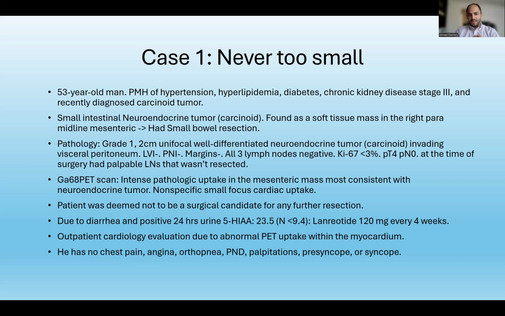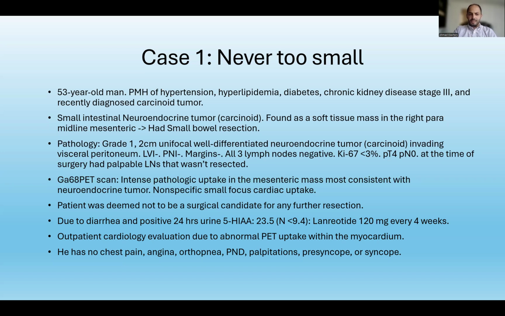A 53-year-old man with past medical history of hypertension, hyperlipidemia, diabetes, CKD stage 3, and recently diagnosed carcinoid tumor. It was a small intestine neuroendocrine tumor. He had surgical resection, and the pathology showed a 2 centimeter unifocal, well-differentiated neuroendocrine tumor invading visceral peritoneum.